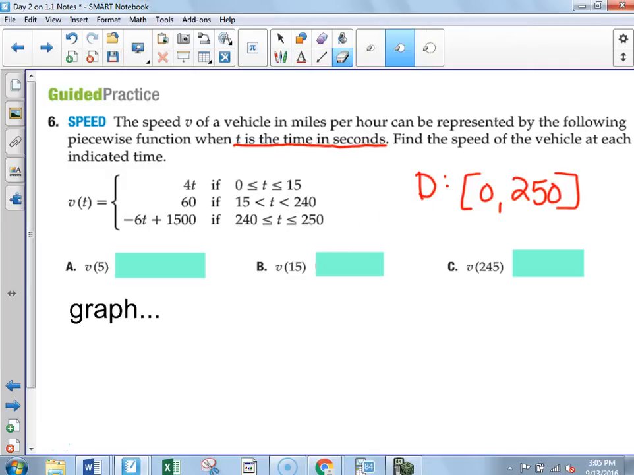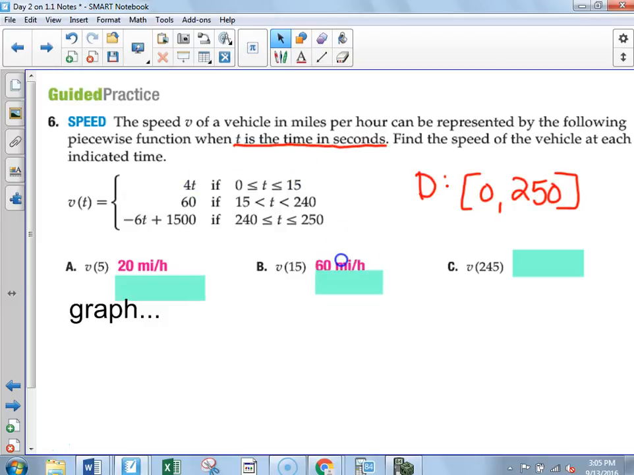All right. Help me find these values real quick. What is the speed at 5? That's this rule, so we get 20 miles an hour. Okay, what is the speed at 15? Now, does it matter which rule? It says to put it in here, right, because it's or equal to, but 4 times 15 is 60. Would that be continuous? Because going down to this one, it stays at 60. That's going to be a question we deal with tomorrow. Is this function continuous? At 15, it is continuous because it works here and here. They overlap. All right, before we go to 245, can we do 240 real quick?